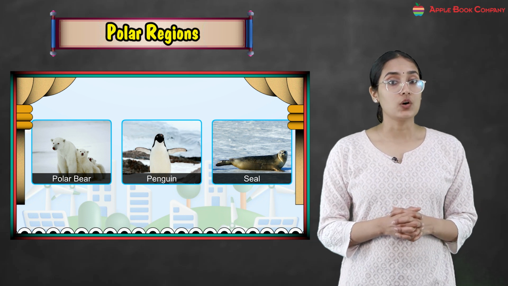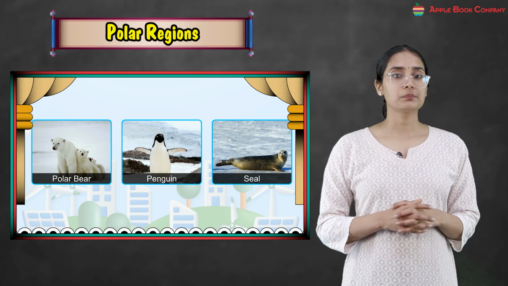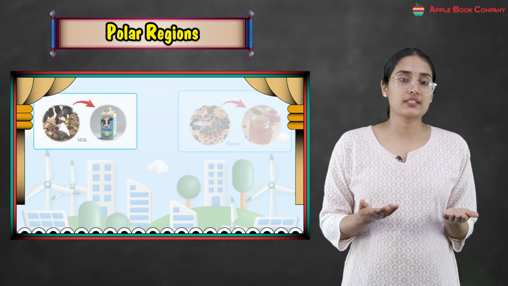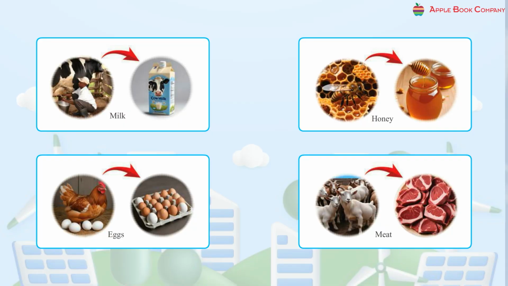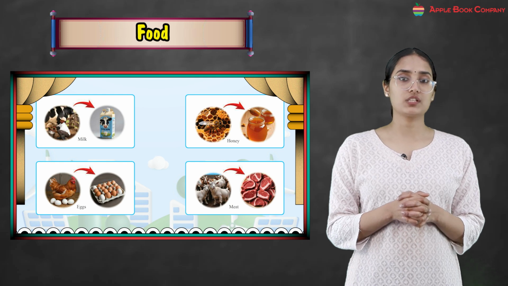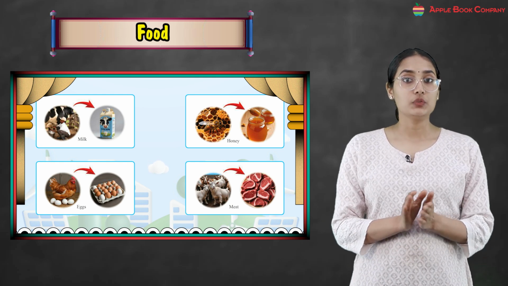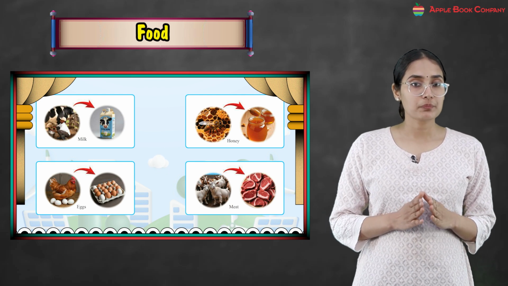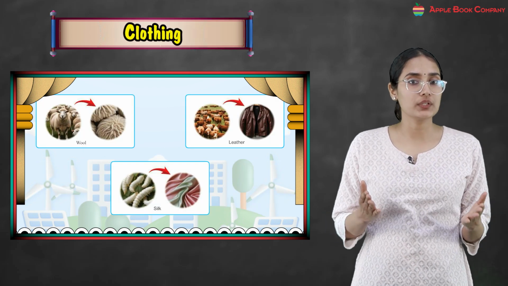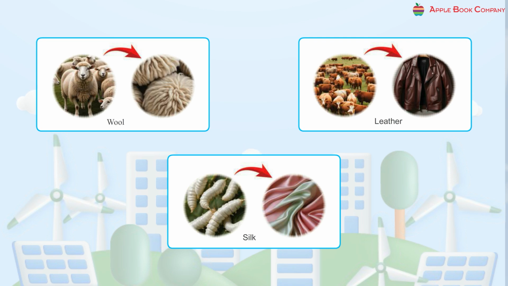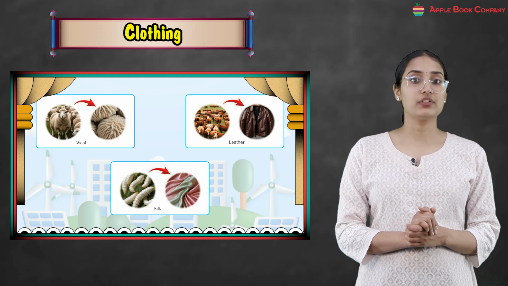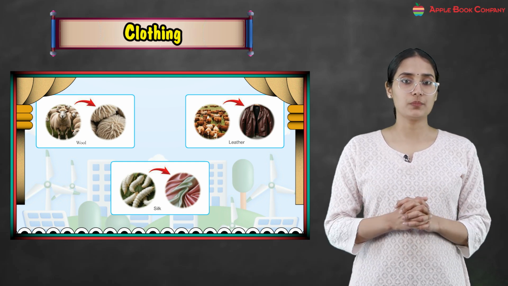Okay. Now what is the importance of animals? Animals, just like plants, offer us so many things as food. So animals provide us with meat, milk, eggs and honey. For example, we can see that buffalo gives us milk. Just like we get honey from honeybee, right? Similarly, animals also provide us with clothing. Animals provide us with wool, leather and silk. For example, we get wool from sheep. We get silk from the silkworm, right?